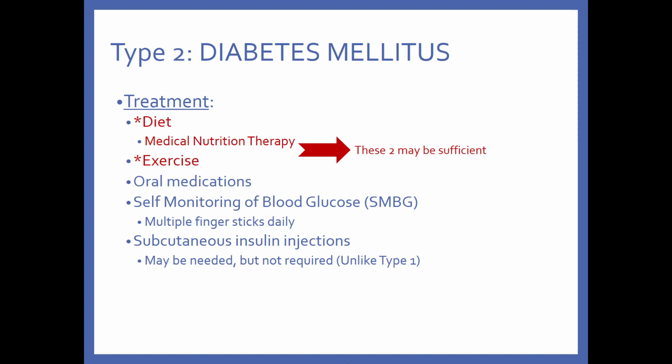They may also need to do self-monitoring of blood glucose at home, doing their finger sticks at home and checking those. And some type 2 diabetics will eventually need insulin because they might not be able to effectively manage with diet, exercise, and oral medications. So then they may need to also add subcutaneous insulin to the regimen. As I mentioned, it might be needed, but not required like it is with type 1 diabetes.